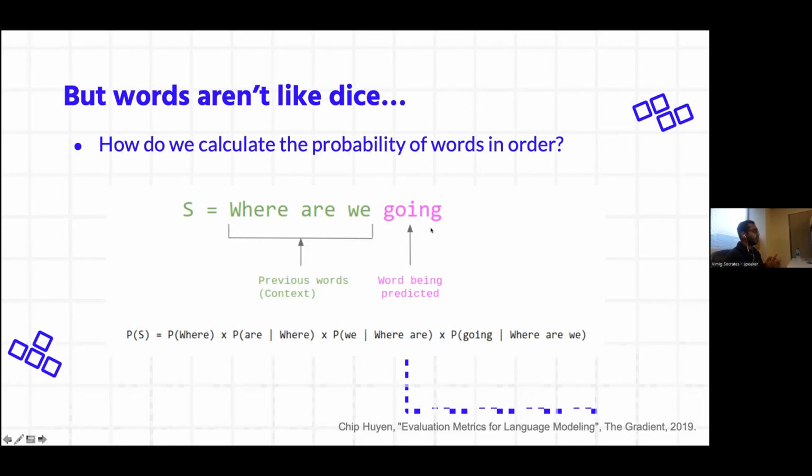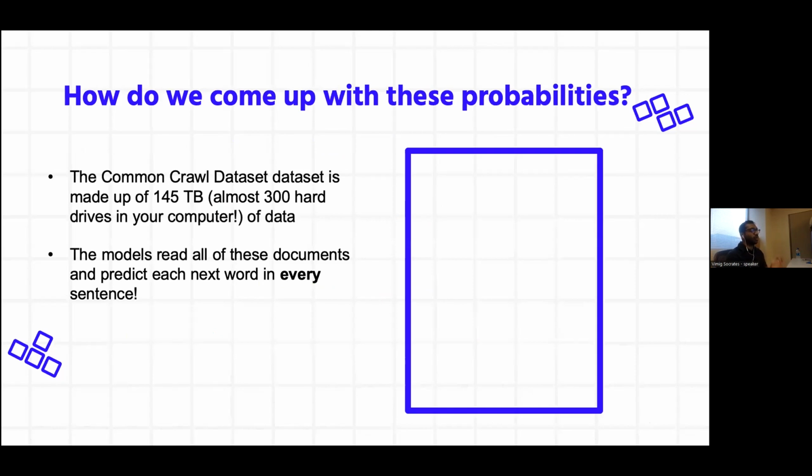And so that's why we have autocorrect issues like dad or dog, etc. Okay, so where do we actually get these probabilities from? I'm going to talk about how a lot of the tools that we're talking about in the next couple slides are going to use this giant data set. It's called the Common Crawl data set, and it's made of 145 terabytes of data.